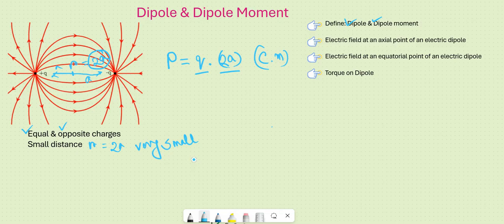So two equal and opposite charges separated by a small distance, that combination of charges, is actually an electric dipole, and the strength of an electric dipole is measured by the dipole moment.